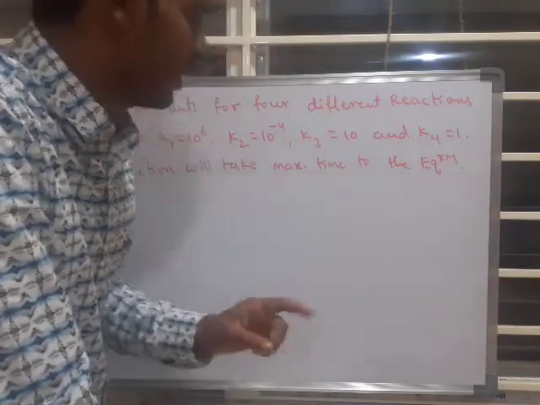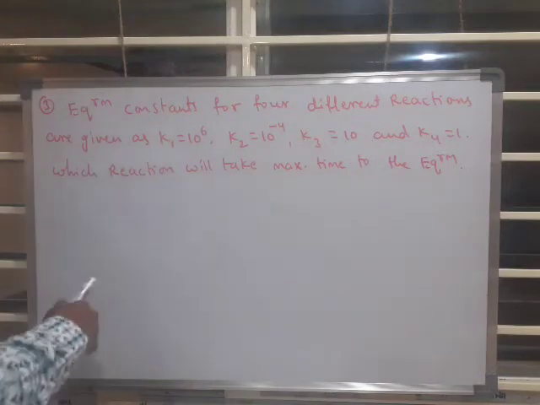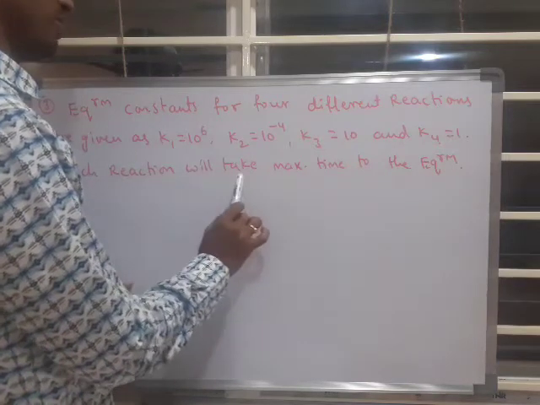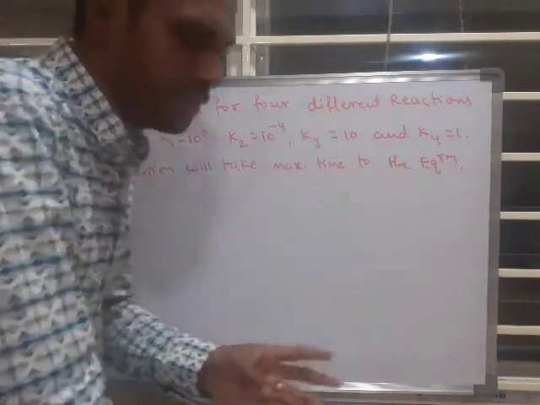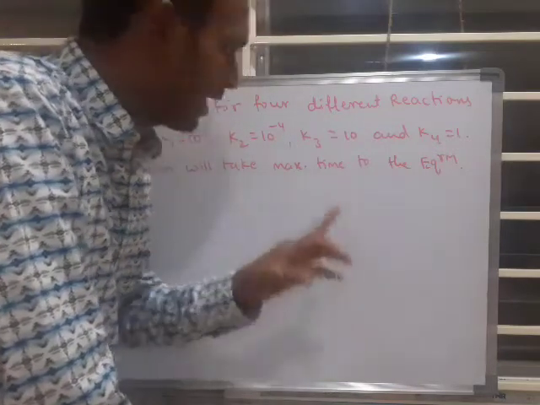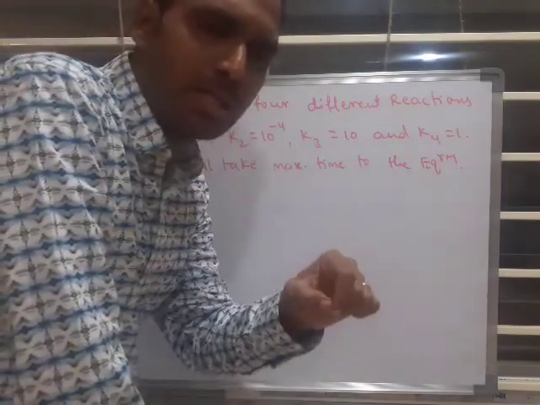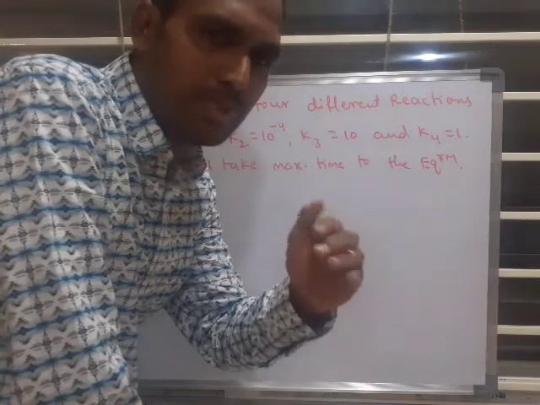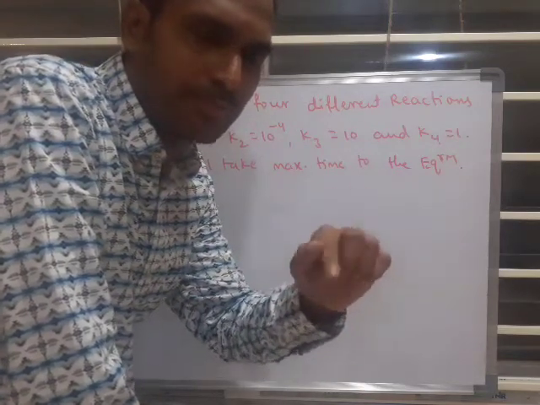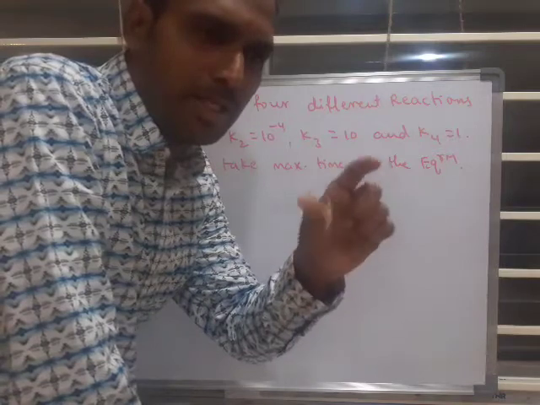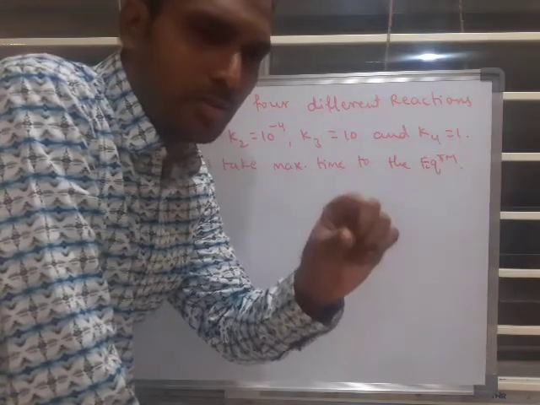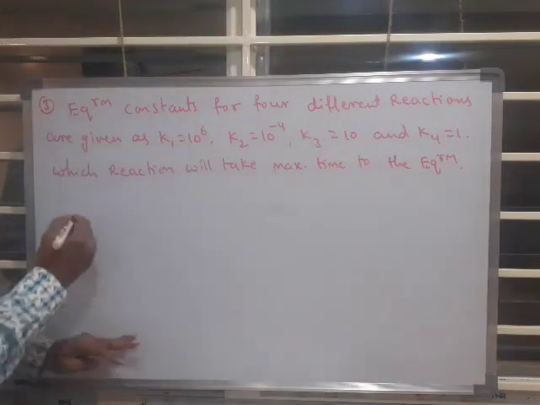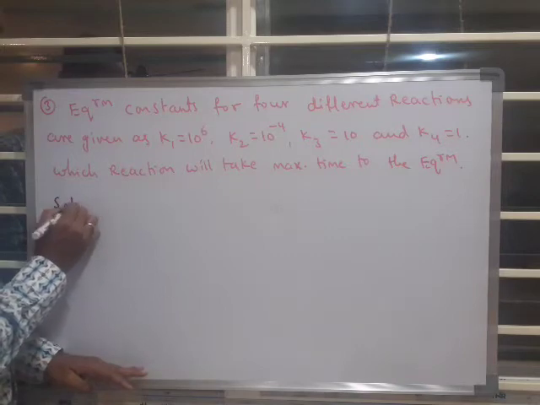But here the question is which reaction will take maximum time to get the equilibrium. So here the K value is less, and we have to take the lower K value as the answer. K value less means the product concentration by reactant concentration total value is less. That means the products in the numerator are very less, so it takes more time to get the equilibrium. This is a theoretical question, no matter.